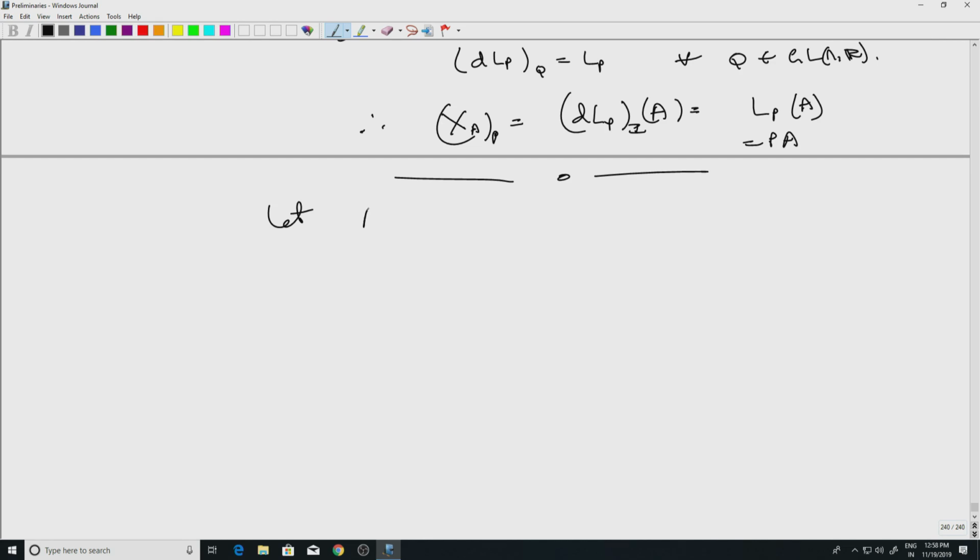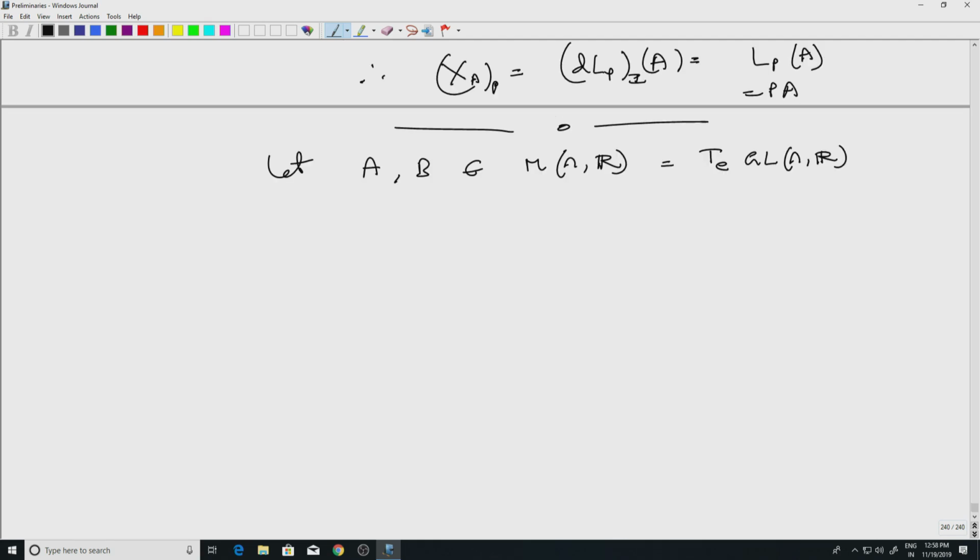Let A, B belong to MNR, and let's keep in mind that this is the tangent space at identity of GLNR. So I will continue with the same notation, X subscript A, X subscript B. Now what I want to do is, let's do the bracket of XA, XB. So I want to understand this left invariant vector field. So I want to see what its value at a point P is.